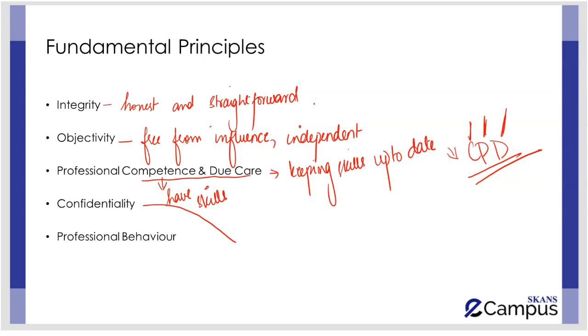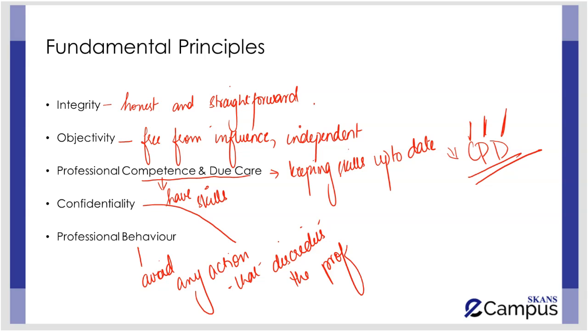The last fundamental principle is professional behavior. This means that the auditors must avoid any action that discredits the profession. Now, this means that when the auditors are acting in a professional capacity, they must be professional in their behavior. Their attitude must reflect the integrity of their occupation, and they must not be involved in activities that reflect badly on them or their profession. So these are the 5 fundamental principles of ACCA's Code of Ethics.